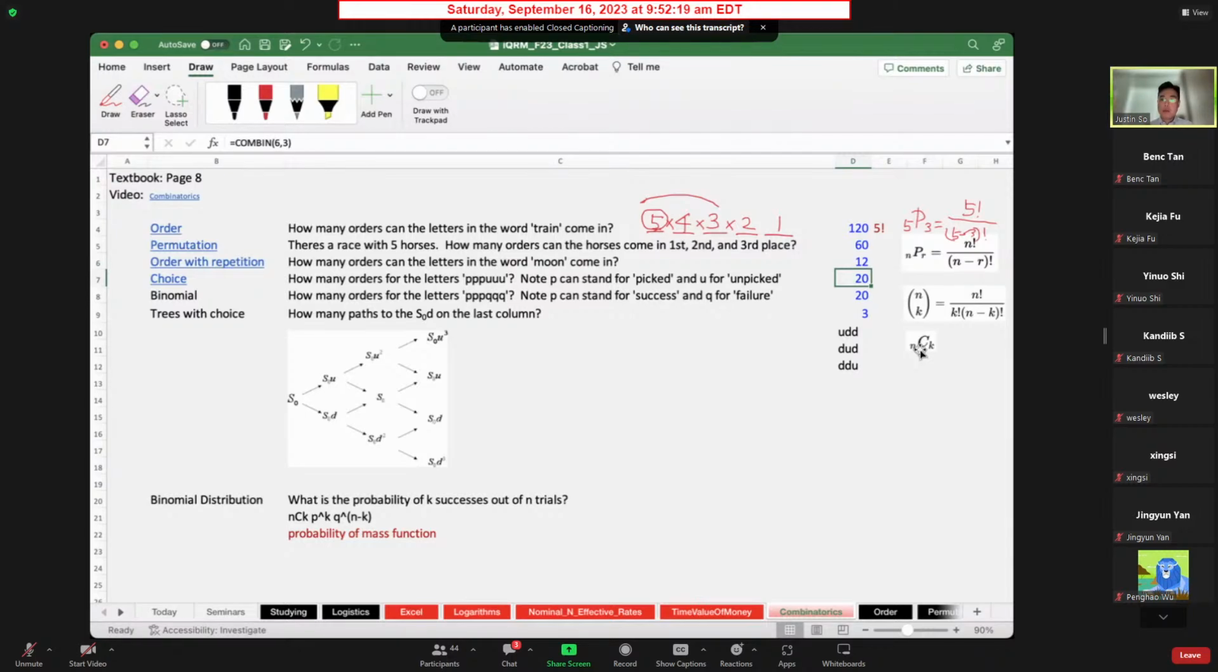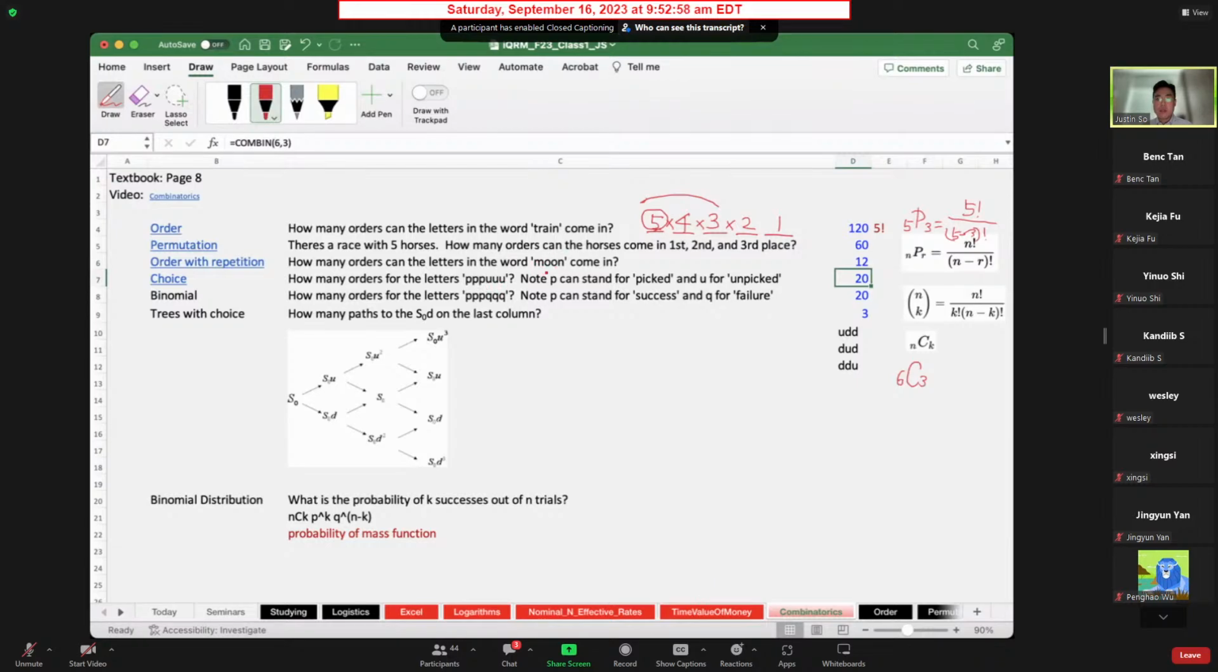Mathematically, you write down 6 combination 3. This is how you write it. It's very similar to choosing 3 out of 6, so oftentimes it's read 6 choose 3. But because of the repetition here, you have to divide by those possibilities, as you did in the moon case.